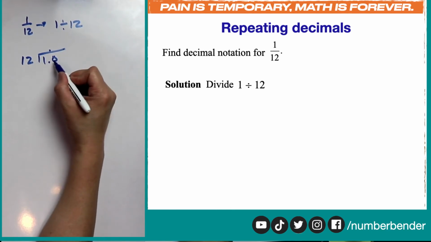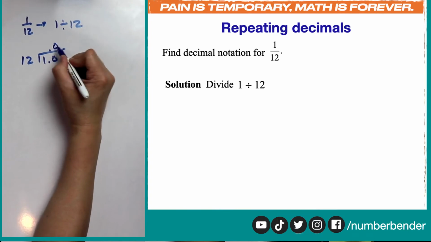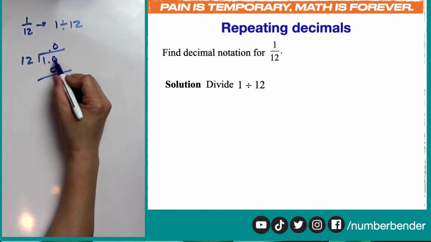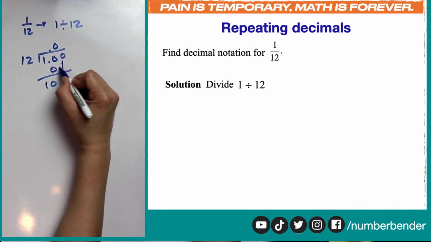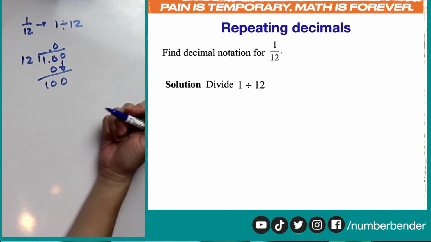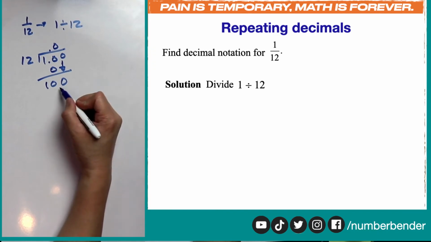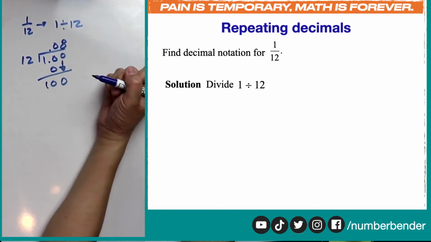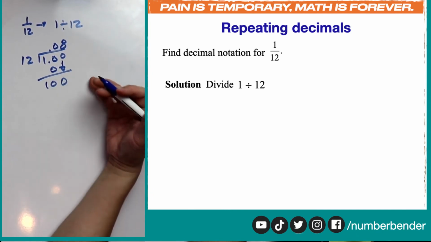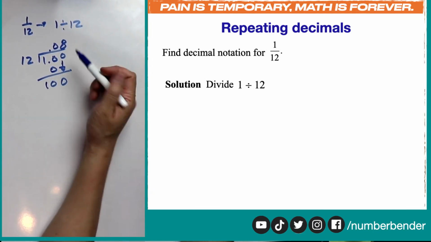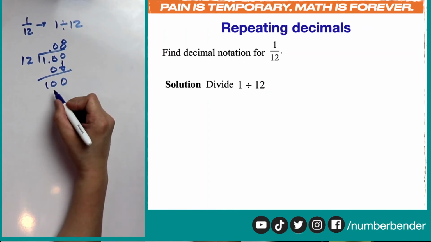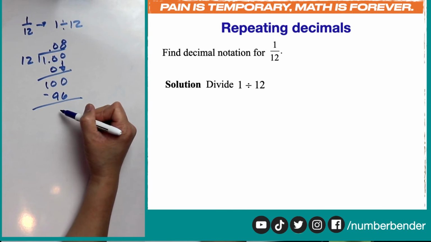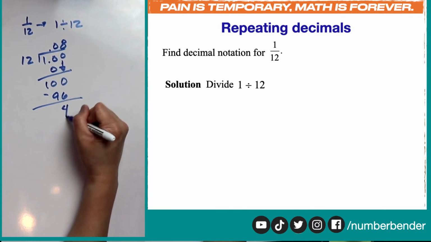Can 12 go into 10 evenly? No, we can't. So we have 0 here. 0 times 12 is 0, and we'll have 10. Add another 0 here, and now we have 100. How many times can 12 go into 100? It's 8. So 8 times 12 is equal to 96, and 100 minus 96 is equal to 4.